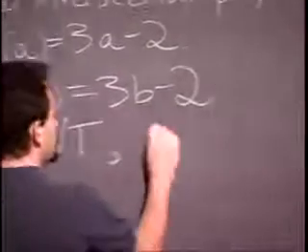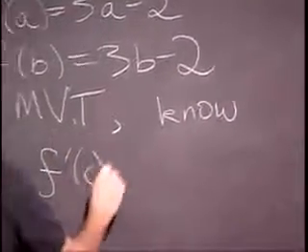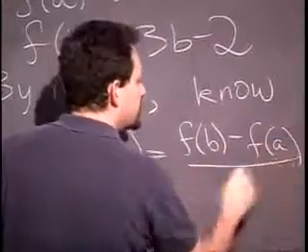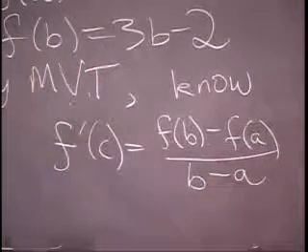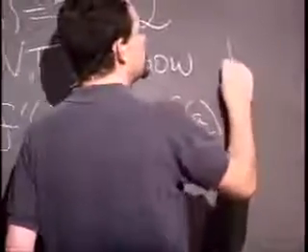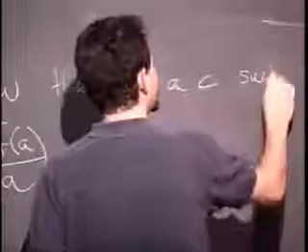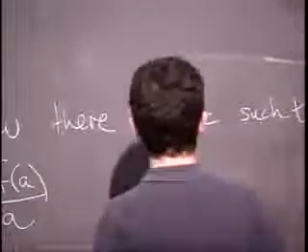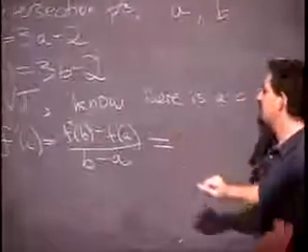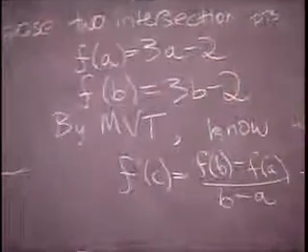By the mean value theorem, and again, we know everything is differentiable everywhere, so it's continuous everywhere, no problems with that. We know that f prime of c equals f of b minus f of a over b minus a for some c. So we know there is a c such that f prime of c is f of b minus f of a over b minus a. Now we can use these equations. We know what f of b is. We know what f of a is. So we'll plug this in.